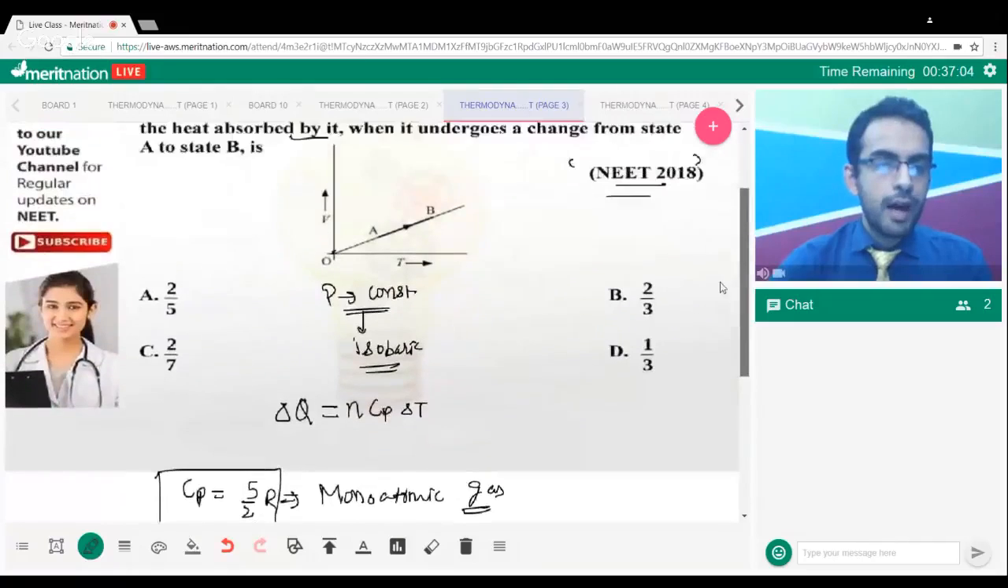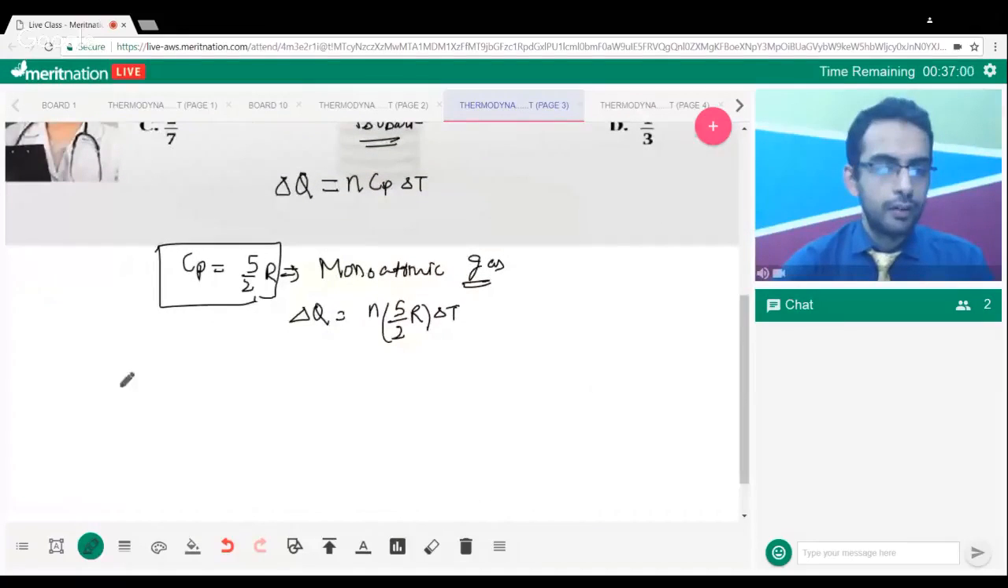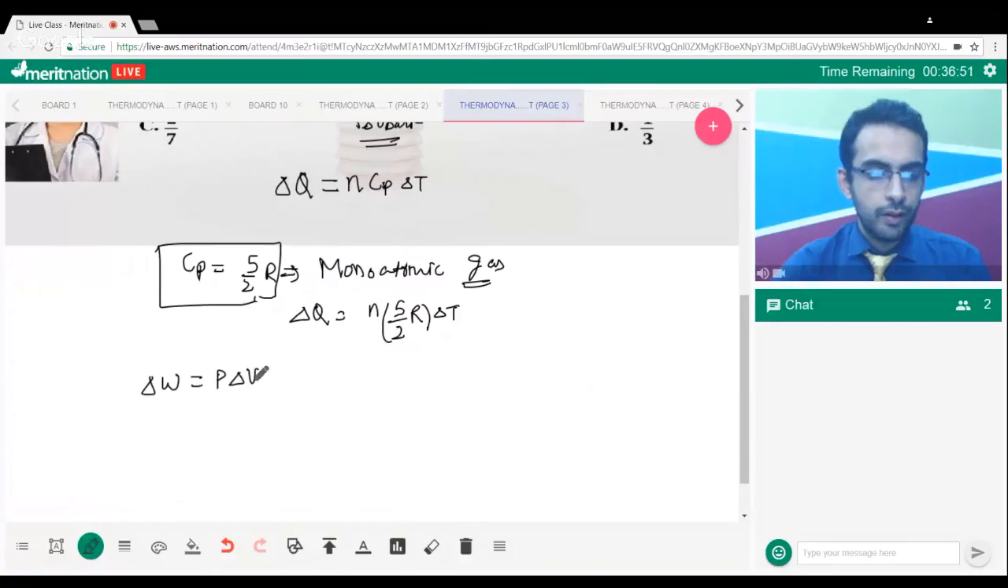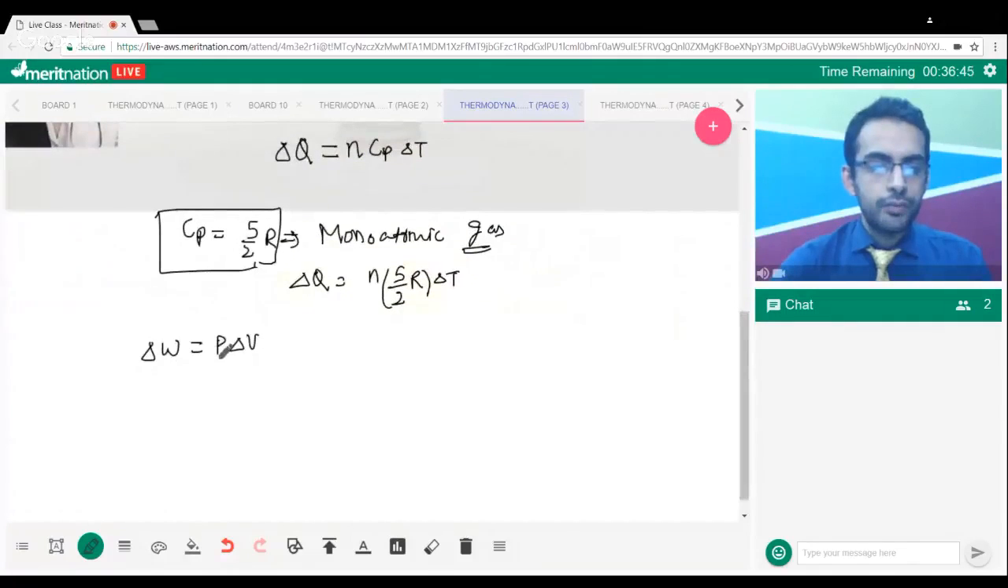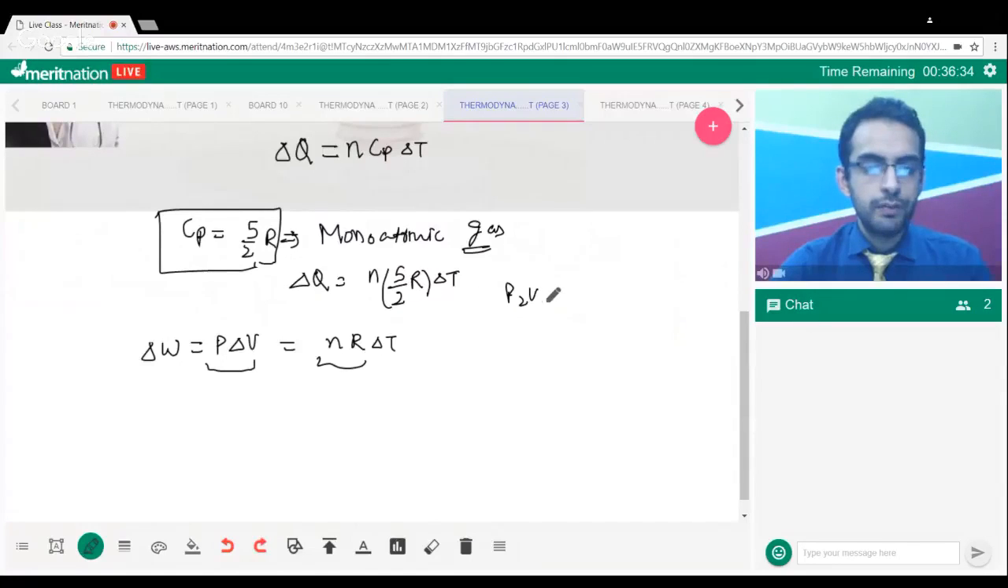Similarly, we have work done. So what is work done? Work done is equal to P delta V. So from here you can see, as the pressure is constant, we can say P delta V is equal to nR delta T, right? Because the work done will be P2V2 minus P1V1, and you can see it will become nRT2 minus nRT1. So simply we can say it's nR delta T. That's the work done, right?